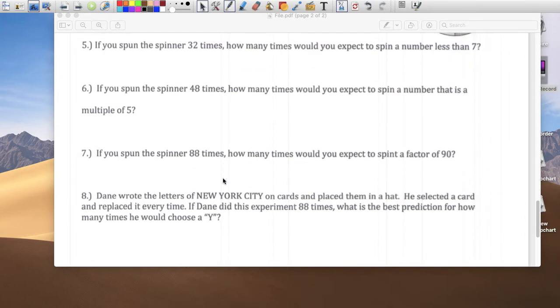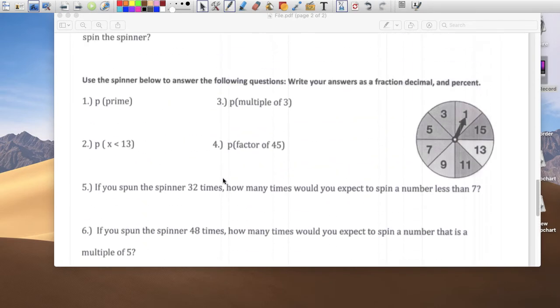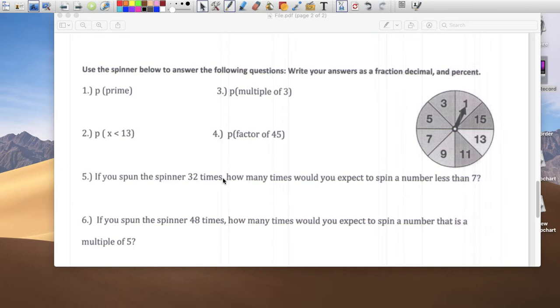And number, almost over. Use the spinner again below to answer the following questions. Write your answer as a fraction. So a prime number is 1, 3, 5, 7, 11, 13. So there's 1, 2, 3, 4, 5, 6, 6 out of 8, which is the same thing as 3/4, or 0.75 or 75%. So you got a fraction, a decimal, and a percent.